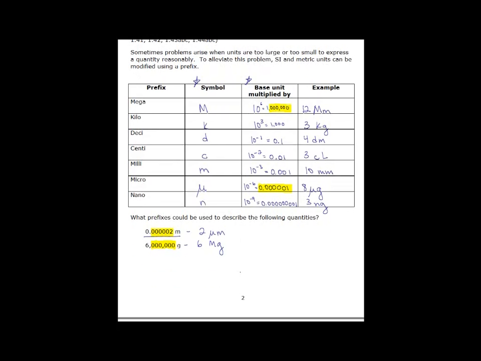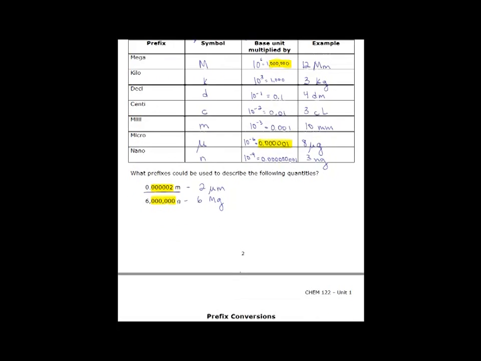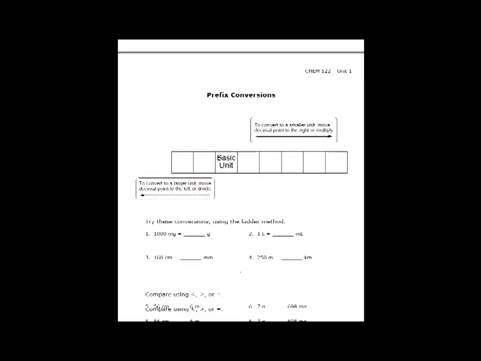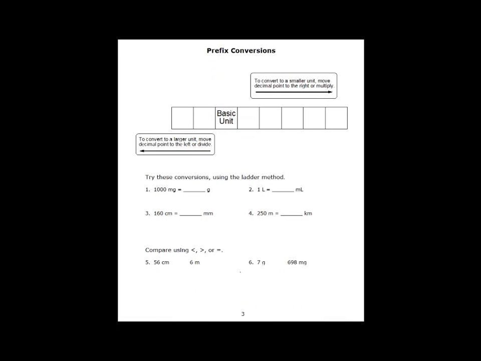Okay, so we're definitely going to be using these prefixes a lot. Now we're going to learn how to convert from one prefix to another. And this prefix ladder that I'm going to show you can be very helpful. One of the nice things about this is if you're taking a quiz or an exam, you can just write this ladder at the top of your quiz or exam, and it will help you a great deal.